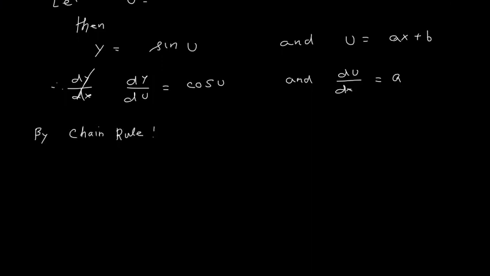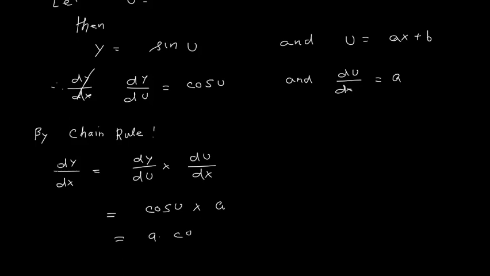By chain rule, dy upon dx is equal to dy upon du into du upon dx. So dy upon dx will become cos u, which is dy upon du, into a, which is du upon dx, and this cos u is nothing but cos of ax plus b, since u is ax plus b. So you will say that it is a into cos of ax plus b.